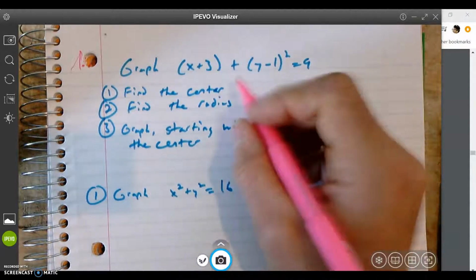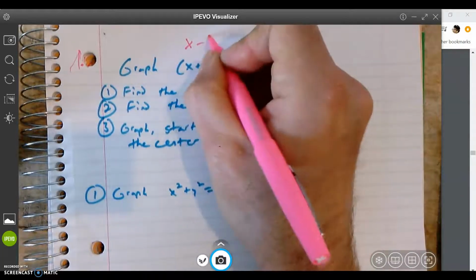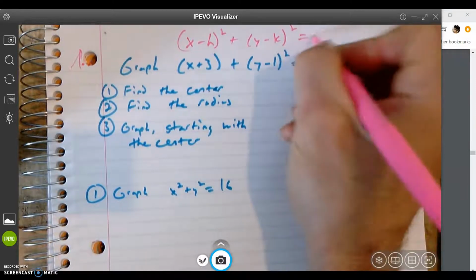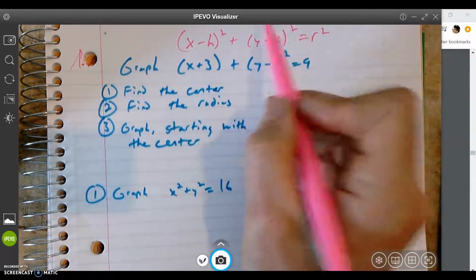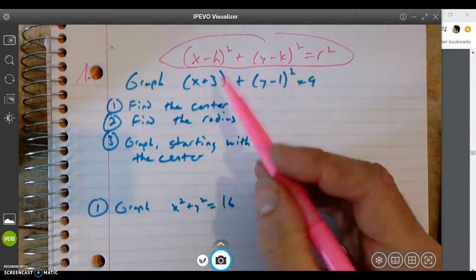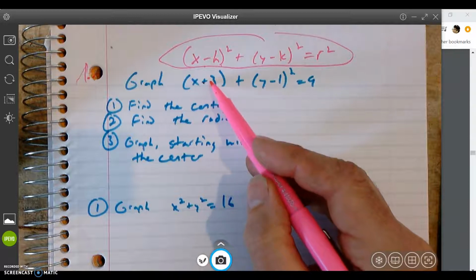So the center. First, actually, x minus h squared plus y minus k squared equals radius squared. So this is the equation of any circle. I'm going to write that down above so I know. And so minus h, this is actually plus 3.